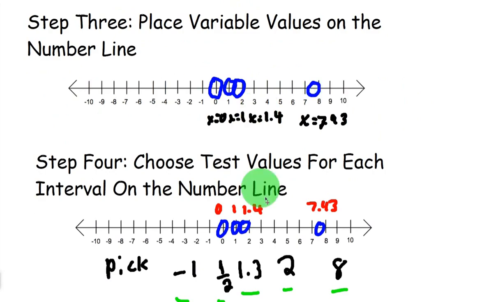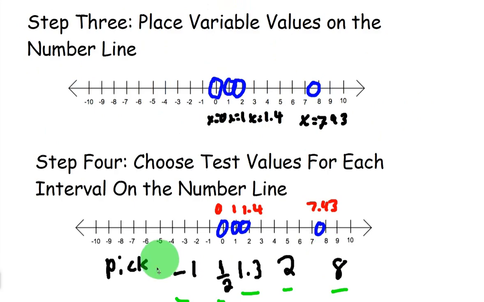Now let's pick our test values. Anything to the left of 0 will work. So I'm just going to select -1. Anything between 0 and 1 will also work. So 1/2, obviously. Anything between 1 and 1.4, how about 1.3? Anything between 1.4 and 7.93, how about 2? Anything to the right of 7.93, how about 8?